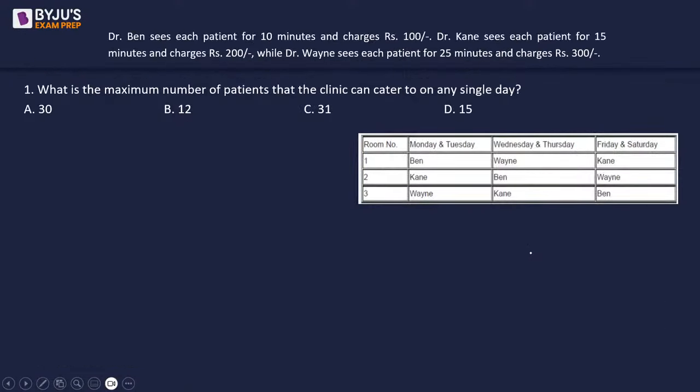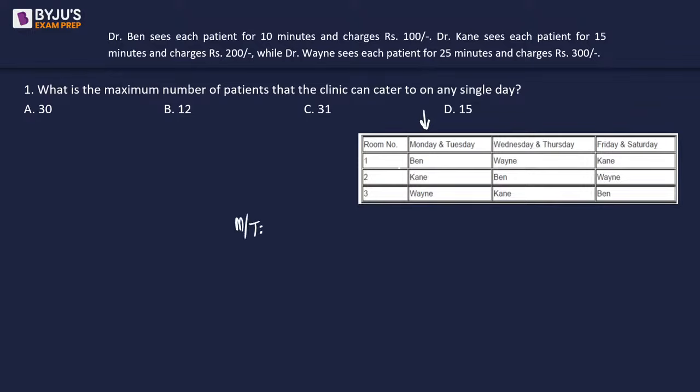What is the maximum number of patients that the clinic can cater to on any single day? Let's look at the maximum number of patients that the clinic can cater to. We are talking about the first scenario, as in we are looking at Mondays and Tuesdays.